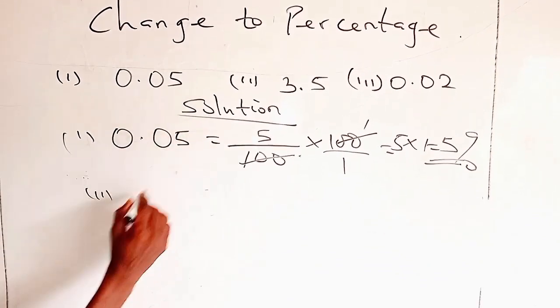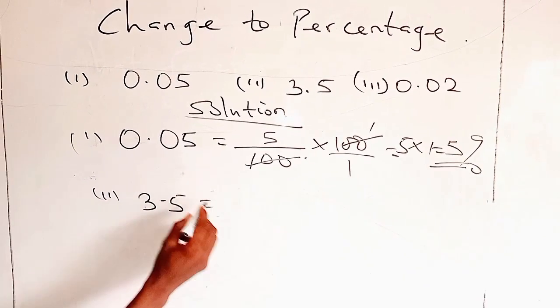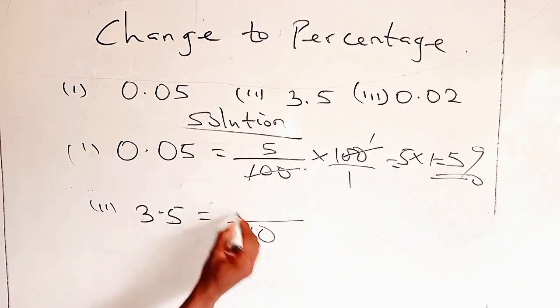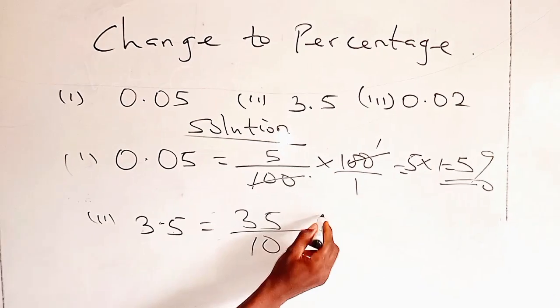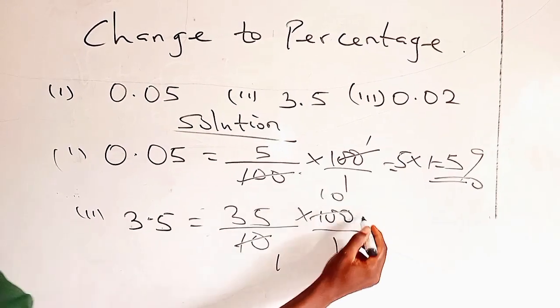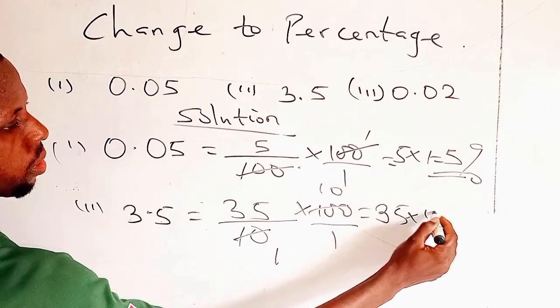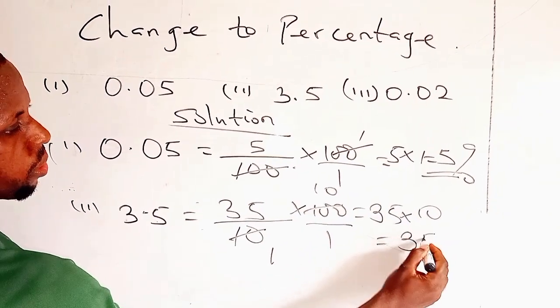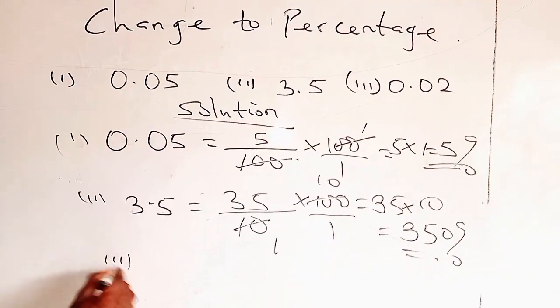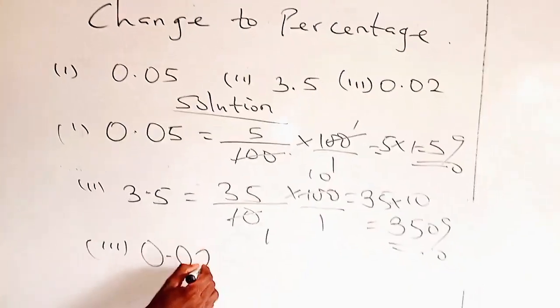Number 2, we have 3.5. To change this, we write it with a straight line, we have 1, 0, we have 35. So multiply by 100 over 1. 10 here is 1, 10 here is 10. So what do you have left? You have 35 times 10. That gives us 350%.